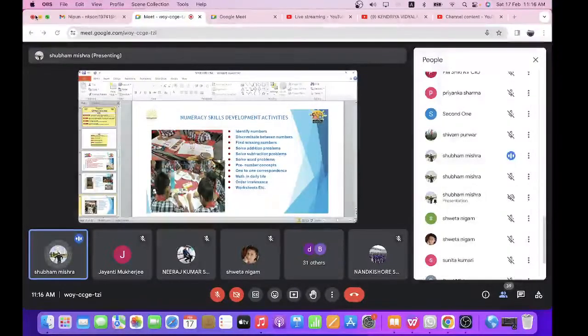Solve word problems, अगर हम उनको statement के through बोलें, example देके कि we have 4 apples, 5 mangoes and 3 oranges, how many total fruits are there? Then they solve by adding, counting, addition and counting. And one-to-one correspondence and pre-number concepts we teach. And we teach math in daily life.